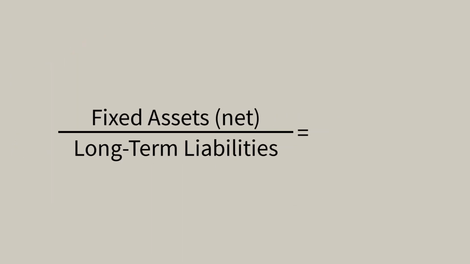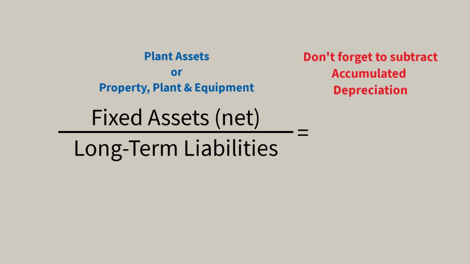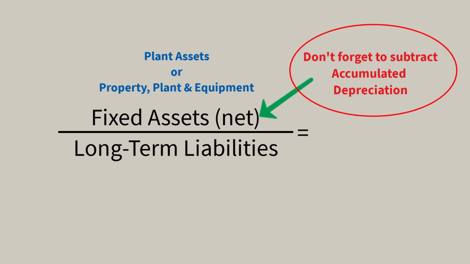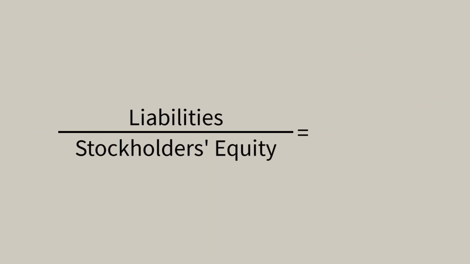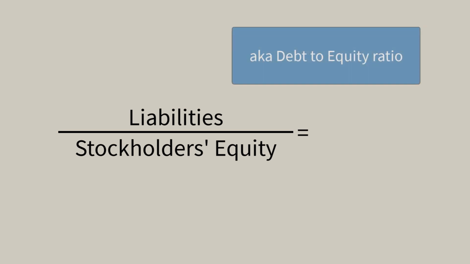The ratio of fixed assets to long-term liabilities measures the margin of safety available to long-term creditors. Fixed assets are sometimes called plant assets or property, plant, and equipment. The net is a reminder to subtract accumulated depreciation. The ratio of liabilities to stockholders' equity measures how much of the company is financed by debt and equity.